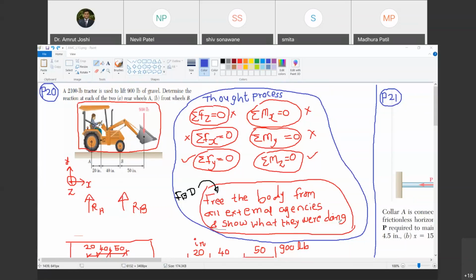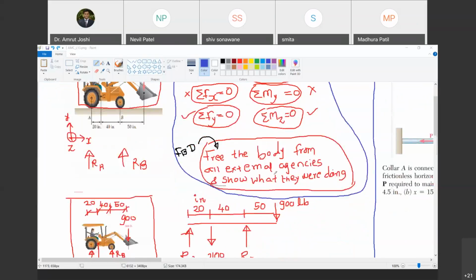So we wrote down all the equilibrium equations. We identified trivial equilibrium equations which are not useful in solving for unknowns in this problem. Even though they are satisfied, those are useless equations. So we scrapped all those, and meaningful equations are only two: summation Fy equal to 0 and summation moment about Z equal to 0. Then we discussed something called a free body diagram. What do we mean by free body diagram? Free the body from all external agencies and show what the external agencies were doing.